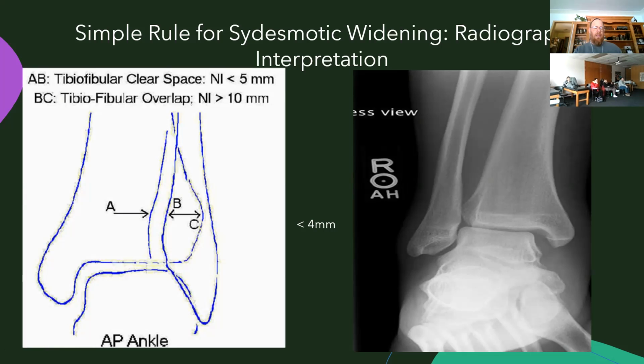Now, I'm going to do a little bit of drawing here. We look at the clear space between the talus, basically at the ankle mortise here. Whoops, it's a badly drawn arrow. Clear space at the talocrural joint should not exceed 4 millimeters. It should always be 4 millimeters or less.